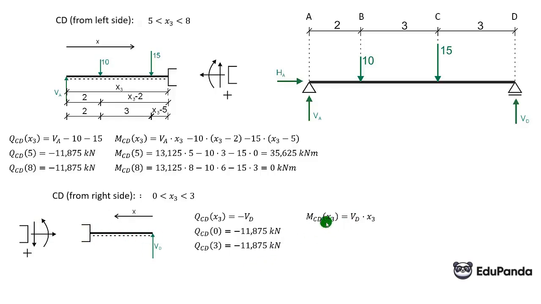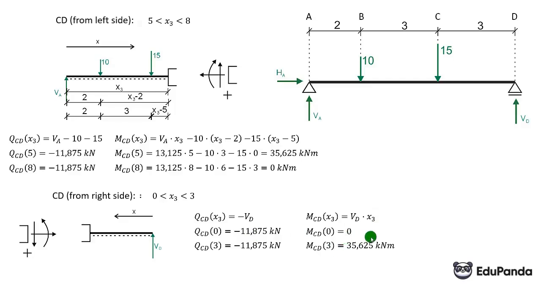We substitute the ends of the intervals, which are 0 and 3 meters. If we substitute 0 into x³, then the value of the moment is 0. If we substitute 3 meters, it is 3 times 11.875, which is 35.625.